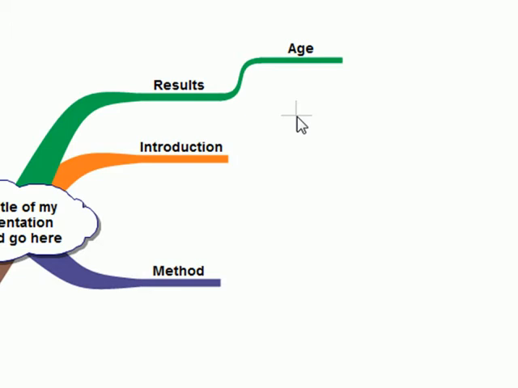I want to add a second subheading to results, but this time I'm going to add it in the wrong place to show you how to move things around. So we will make it a subheading of method. Click on the plus on the end of method to generate the sub-branch. And I may even have subheadings below gender.